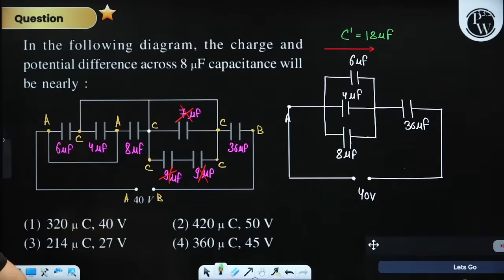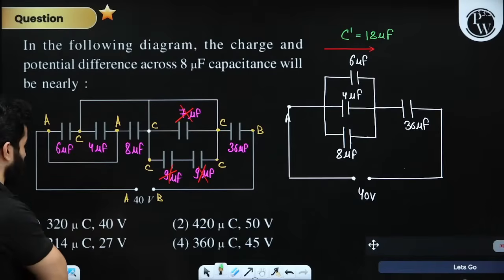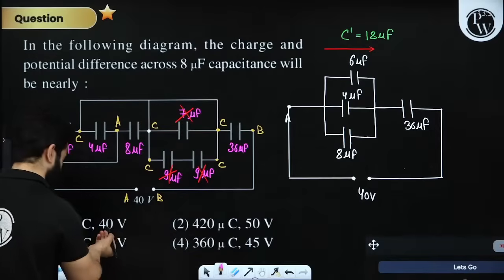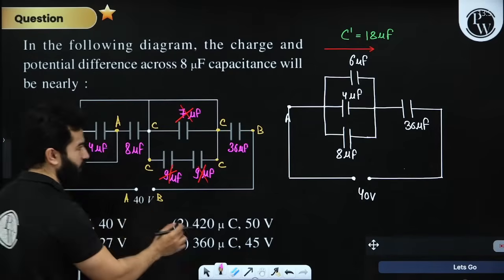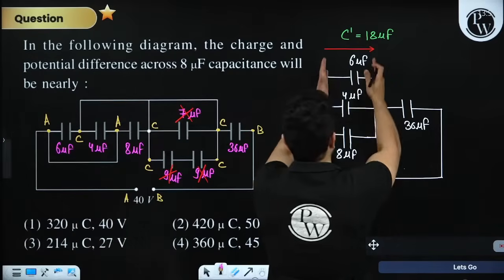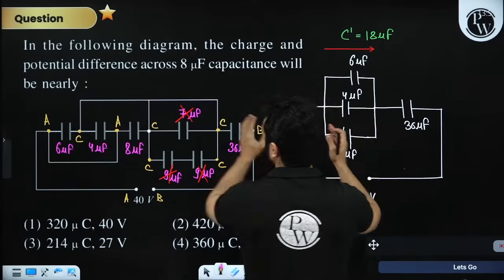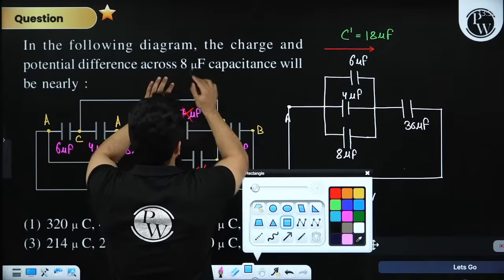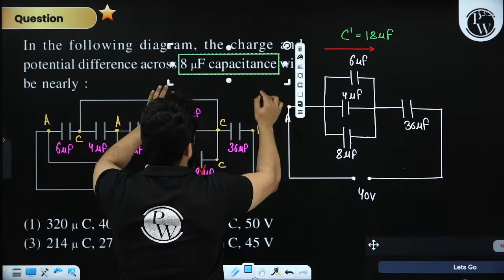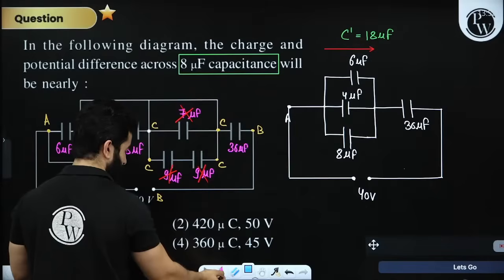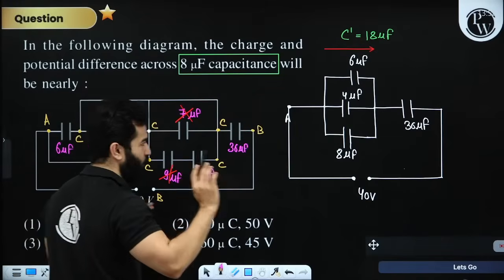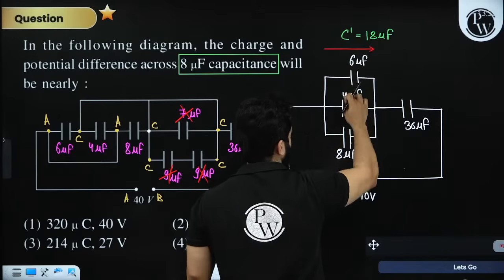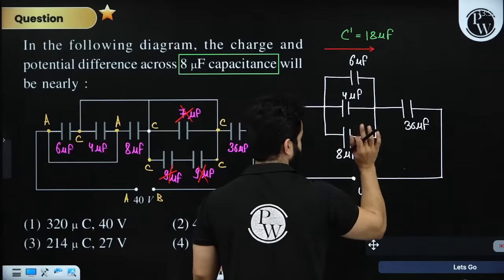I mean, this is absolutely wrong. No? I mean, all the options are wrong. Please see. This can't be correct. If this is 40 volt, how come this entire thing will get 40 volt? They are talking about potential difference across 8 microfarad capacitance, which will be nearly, right? They are saying nearly. So according to me, this entire thing is in parallel. So 6 plus 4 is 10, 10 plus 8 is 18, and this is 36.